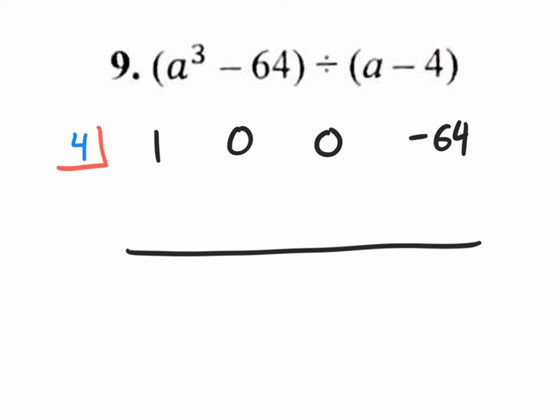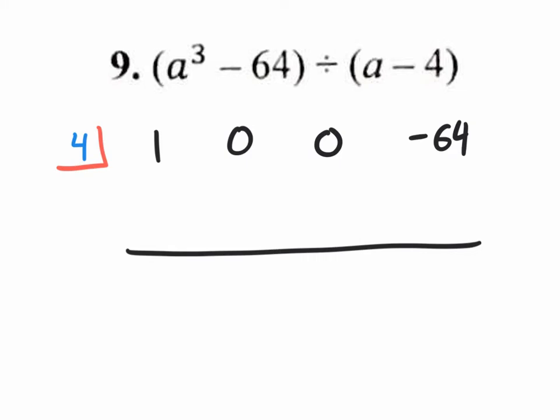Yes. You see, it doesn't matter if you're doing synthetic division or long division, you have to represent every single power. Even if you were doing long division, you'd still have to put 0a squared and 0a before the minus 64. So right here, the coefficient 1, a squared, there's no a squared, so 0. There's no a, so 0. Minus 64, there's minus 64.